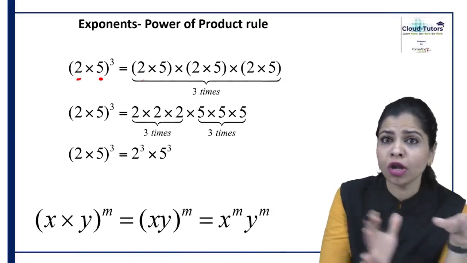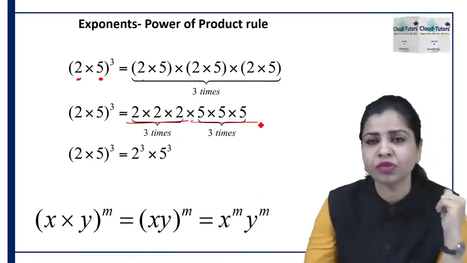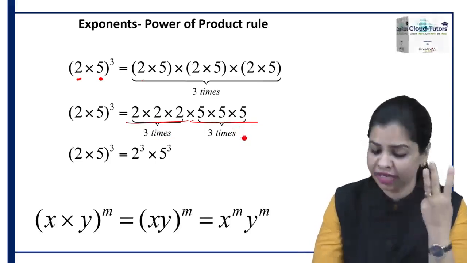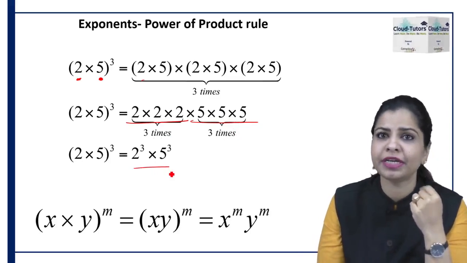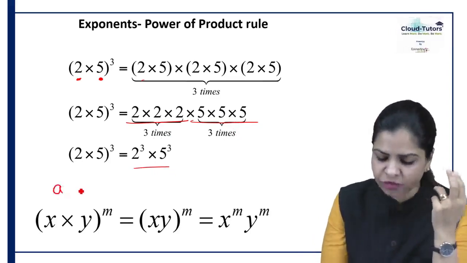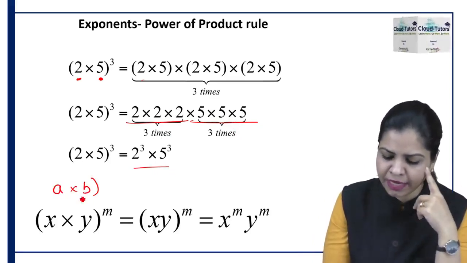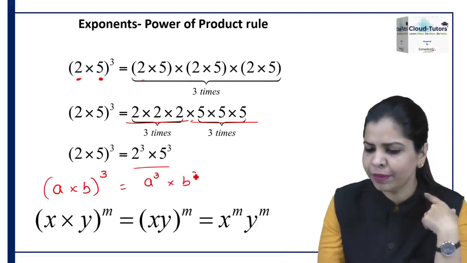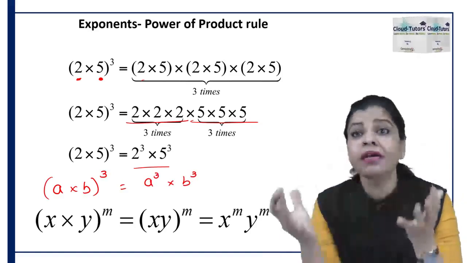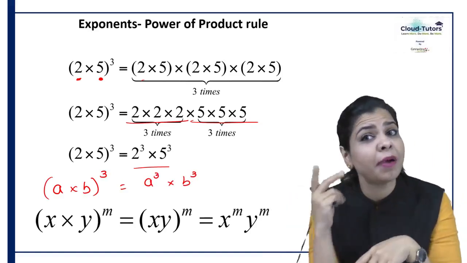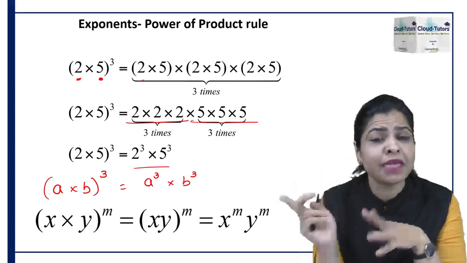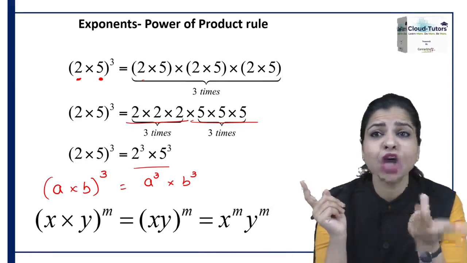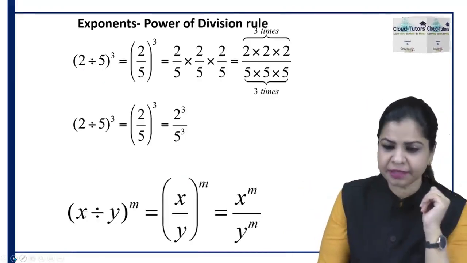Now I will group all the 2's together, and 5's together. How many 2's do I have? 3. How many 5's do I have? 3. So I can write this as 2 power 3 into 5 power 3, which is as good as writing a into b whole power 3 is equal to a power 3 into b power 3. Here the bases are different but the power is the same. So you have to remember, either the bases should be the same or the power should be the same to apply these laws. Clear? Let's see the next.